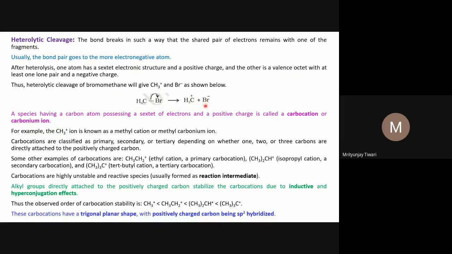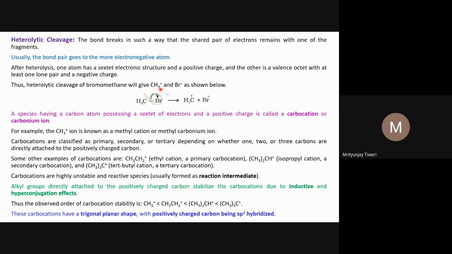So bromine has 3 lone pairs overall. If you consider all electrons in the form of lone pairs, it has 4 lone pairs. So bromine already had 7 electrons in its valence shell, and now it obtains 1 electron from the carbon atom, and so it has 8 electrons, and all these 8 electrons are not taking part in bond formation, so they can be considered as lone pairs. So thus heterolytic cleavage of bromomethane will give CH3 plus and Br minus, as we see here in this case.